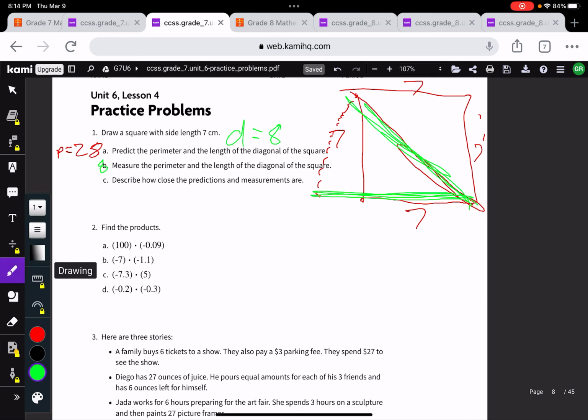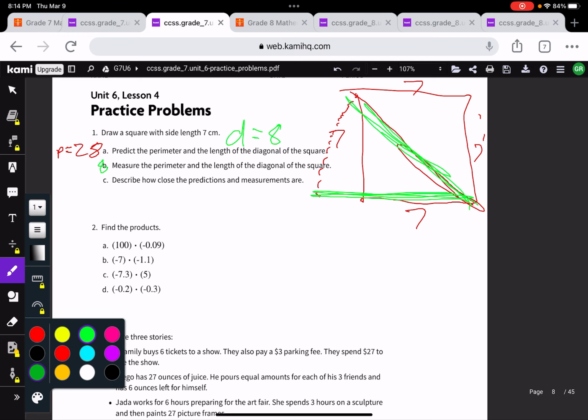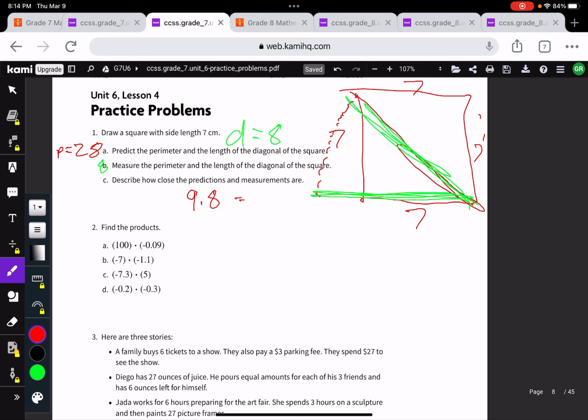Now, in eighth grade, you're actually going to learn how to calculate that. There is a formula for that. It's called the Pythagorean theorem. For now, if we measured it and everything was drawn exactly to scale, I believe the exact answer would be 9.8. Describe how close our predictions were. Well, we would say we were 1.8 off, if that was our guess.